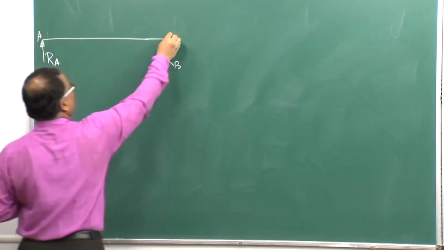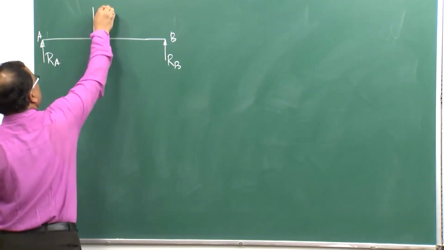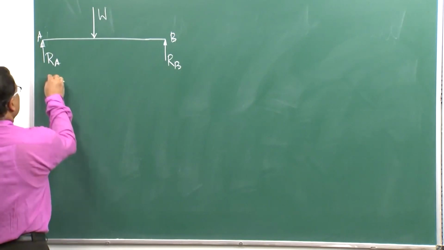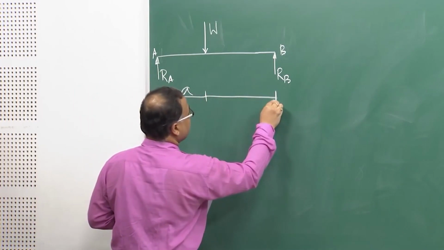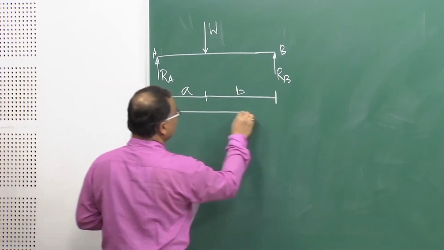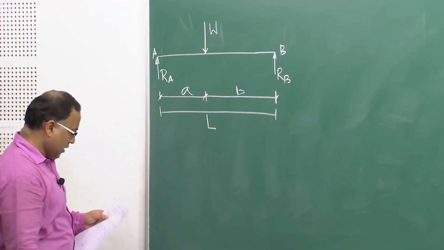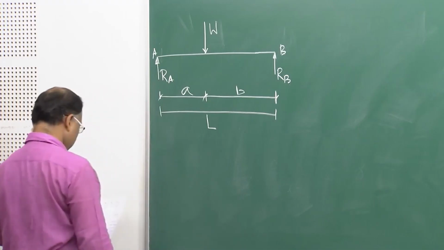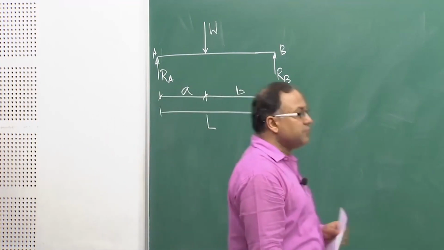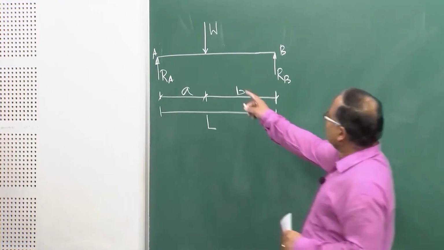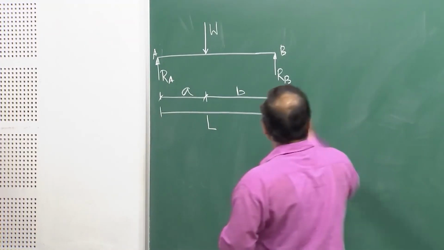So, this is point A, point B. You have one concentrated force W here, which is acting at a distance a away from A, and this is B. The total length of the beam is say L. For this, your objective is to find out the deflection as well as the slope at the point where the load is applied.